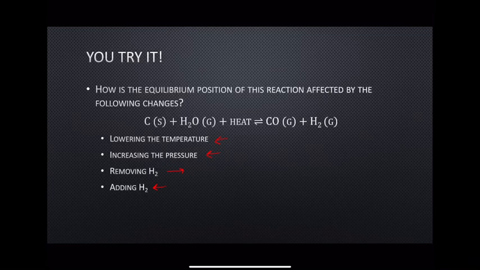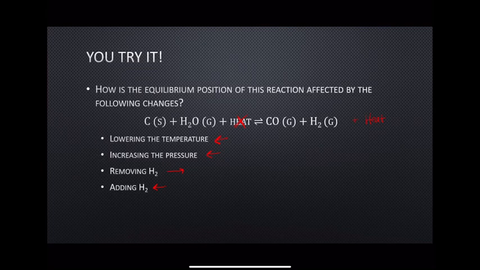So you should have gotten left, left, right, left. So let's talk about these really quickly. So the first one, it says lowering the temperature. So if we're lowering the temperature, that basically means we're taking the heat out of there, and we're putting it on the other side, okay? And so then it's going to go away from the heat. So away from the heat is going to make it go to the left, okay, or to the reactants.